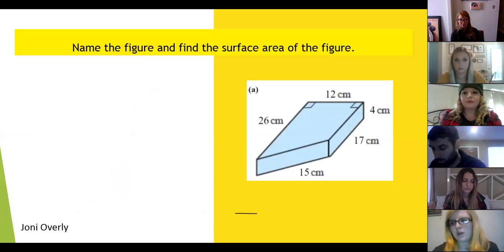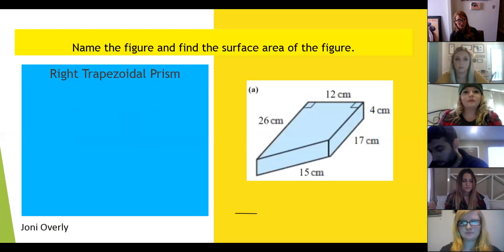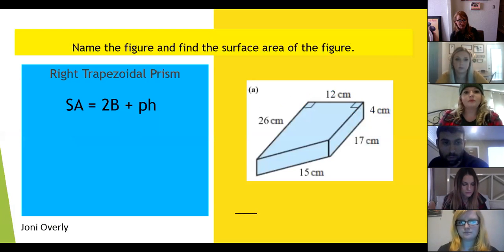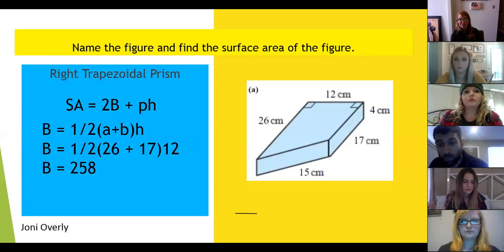Joni, what is the formula for finding the surface area of a right trapezoidal prism? Okay, so the surface area is going to be your formula, your 2 times base plus the perimeter times the height. So in this one, you can just plug those numbers in right there, and you'll have your answer of 258.